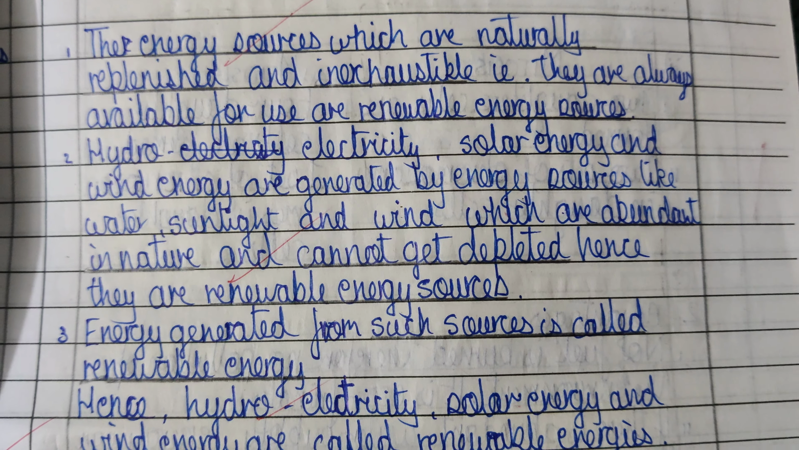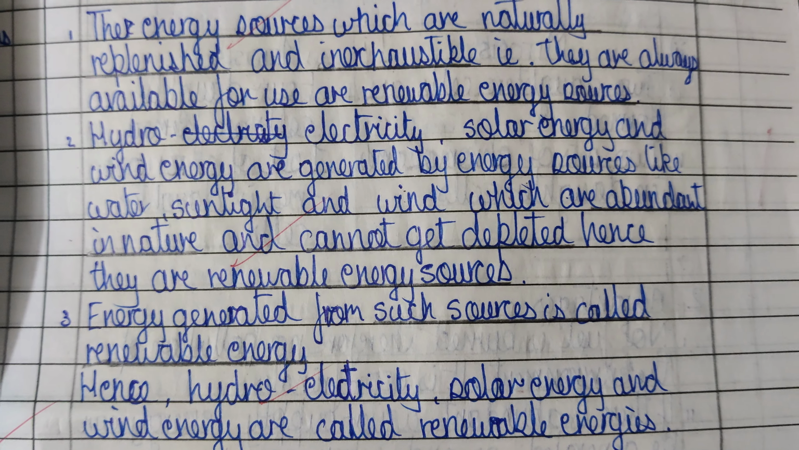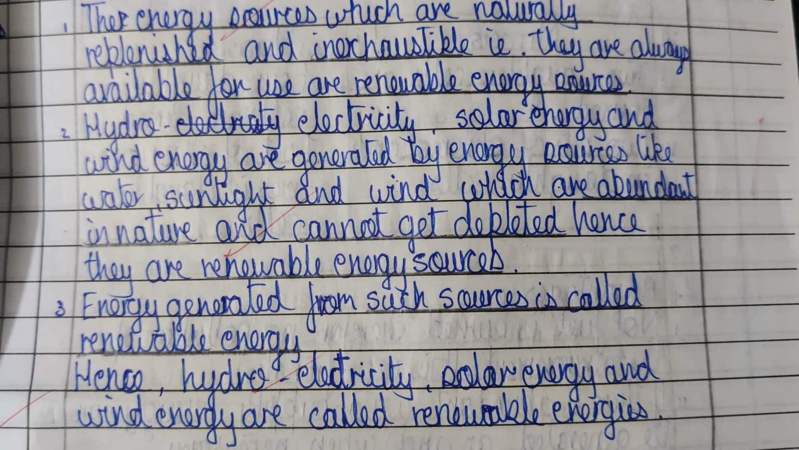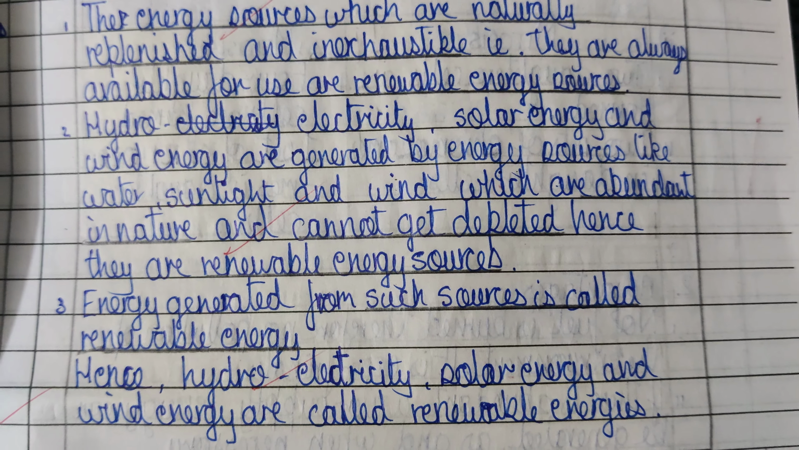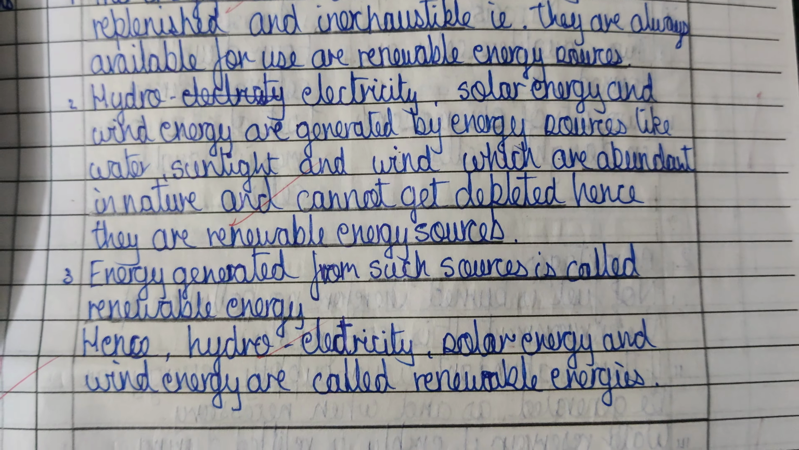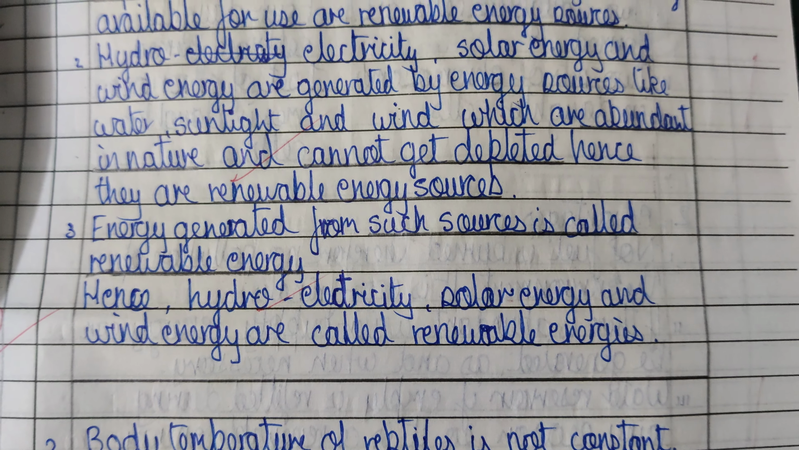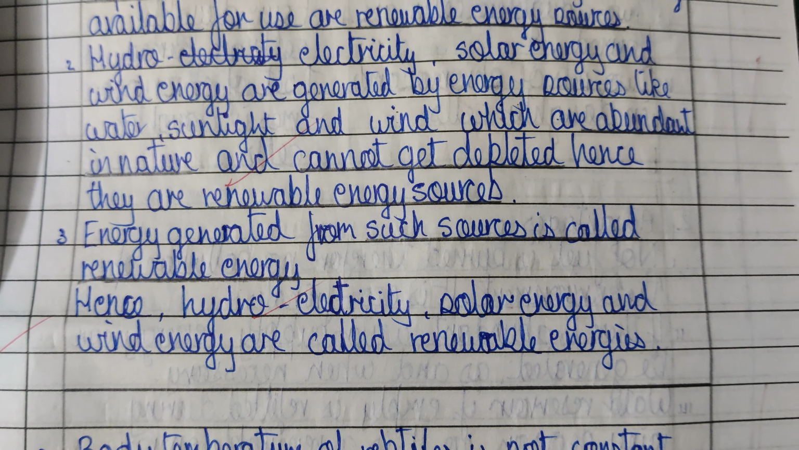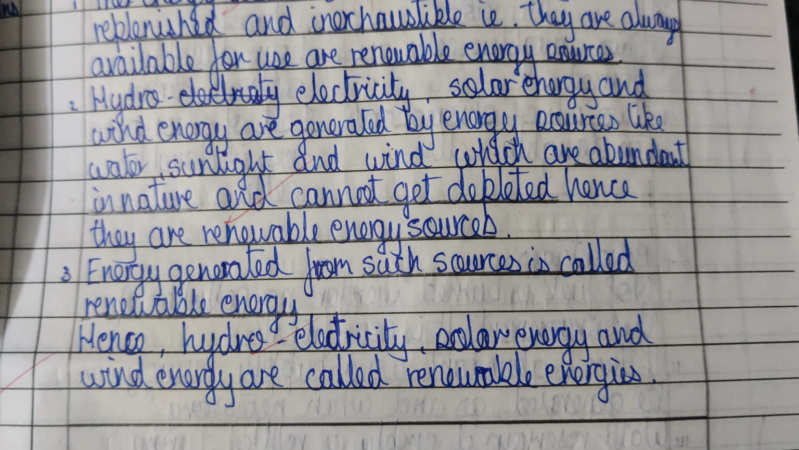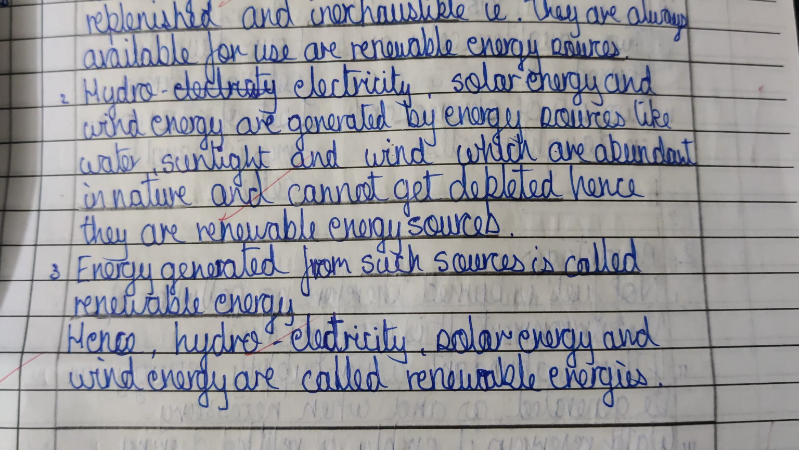Hydroelectricity, solar energy and wind energy are generated by energy sources like water, sunlight and wind, which are abundant in nature and cannot get depleted. Hence, they are renewable energy sources. Energy generated from such sources is called renewable energy. Hence, hydroelectricity, solar energy and wind energy are called renewable energies.